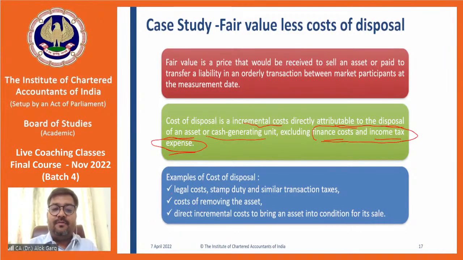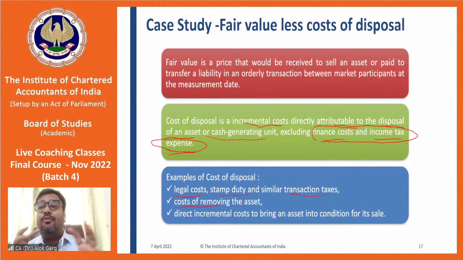What could be the example of cost of disposal? Legal cost, stamp duty, and similar transaction taxes. Cost of removing the asset. If you have to sell the asset, you have to dismantle the asset, you have to dispose the asset, right? So cost of removal. Directly incremental cost to bring an asset into condition for sale. For example, if you have to sell an asset, you have to do a special packaging, right? For getting it into a condition for sale, right? In this case, this special packaging kind of cost is in cost of disposal, right?